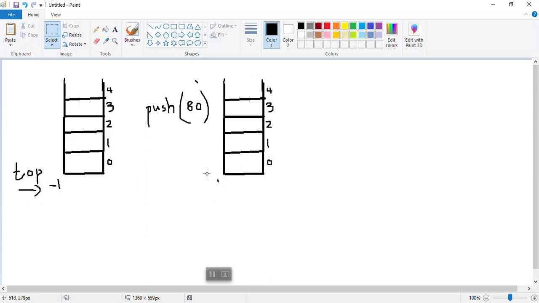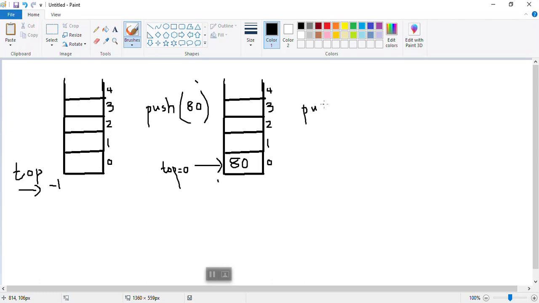So if it is not full, what do we have to do? We have to increment the value of top by 1. That is, top will become 0, and at this 0 position you have to insert this element. That is, 80 will be inserted at 0 position. Understood?